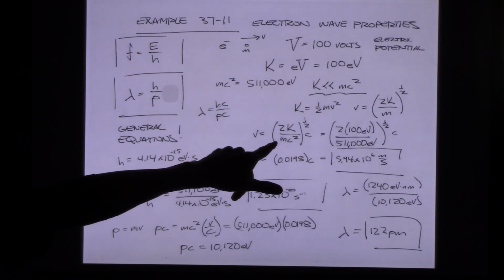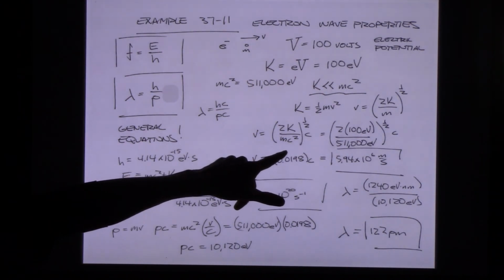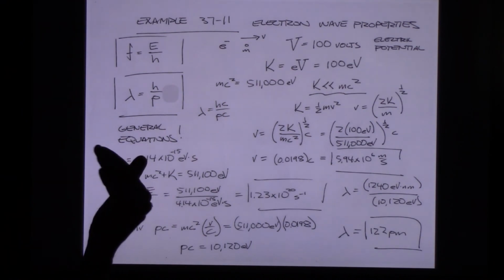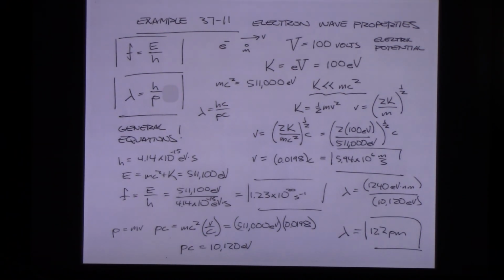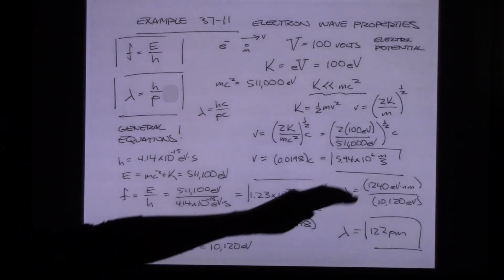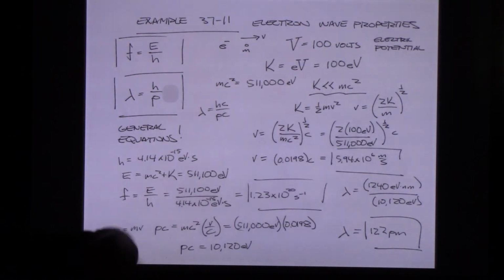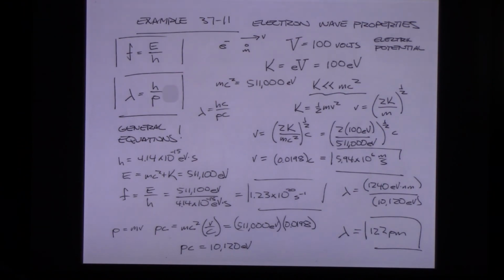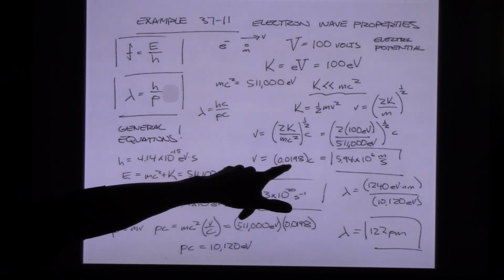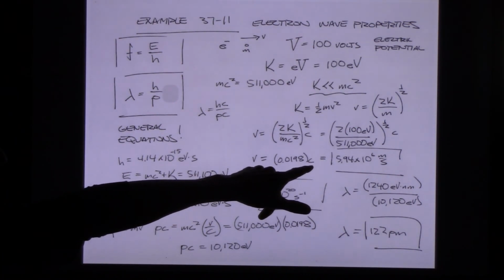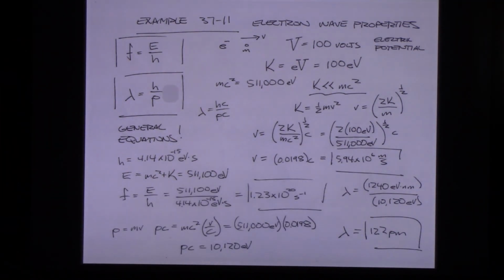Because with mc squared in the denominator, I can just take that 511,000 and plug it in. It's just one number that represents mc squared. And then I can leave my kinetic energies in eV. I don't have to use joules. I don't have to do any units conversion. And so I can plug that in. It says my speed is 0.0198 times c, which converts to 5.94 times 10 to the 6 meters per second. It's pretty fast, even at 100 volts.